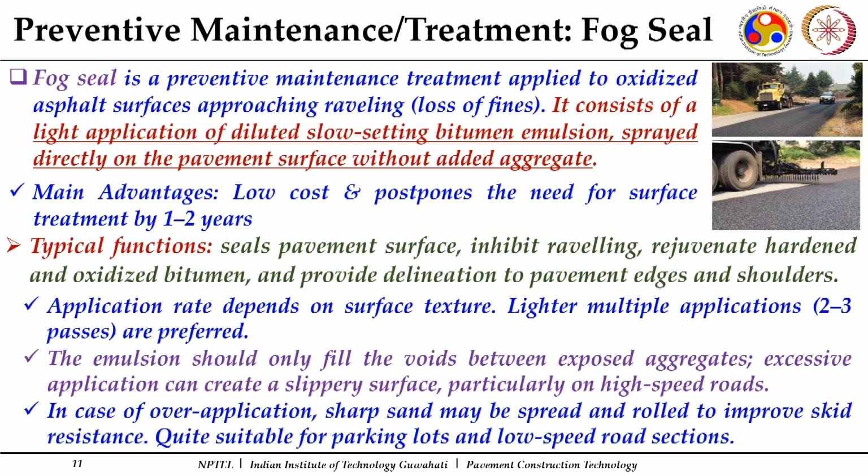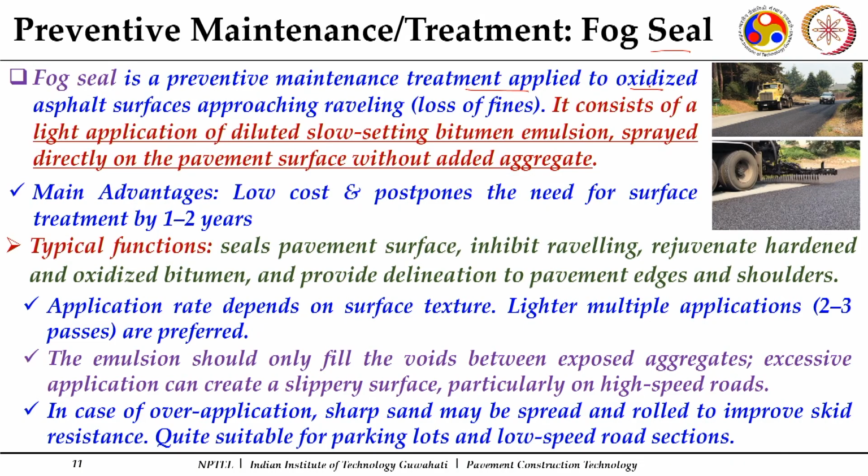Similarly, another popular material or treatment under preventive maintenance is the fog seal. It is again a preventive maintenance treatment applied to oxidized surfaces, or I can say hungry surfaces or raveled surfaces, which are approaching raveling, loss of fines. Here it is an application of a slow setting bituminous emulsion, a diluted one, sprayed directly on the pavement surface, and there are no aggregates in it. So, it is a thin application of a bituminous emulsion over the surface.